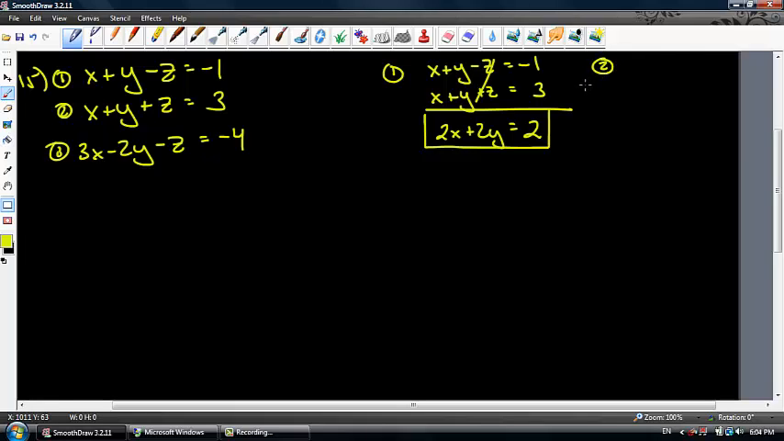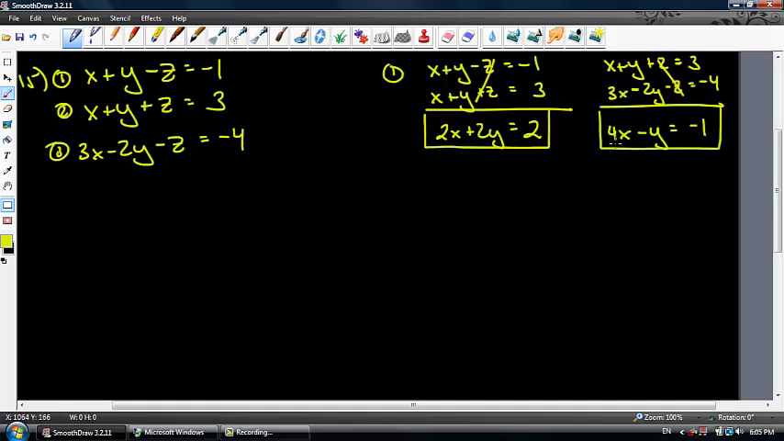For the second set of equations, I want to choose the same variable to eliminate again. So I'm going to get x plus y plus z equals 3. The reason I'm going to choose two different equations is because I don't want to end up with the same 2 by 2 here. So again, I chose z to eliminate first, so I'm going to choose z to eliminate again. I use equations 2 and 3 this time. So that's 3x minus 2y minus z equals negative 4. I'm simply going to add downward again, so that's going to go away. I get 4x minus y equals negative 1.